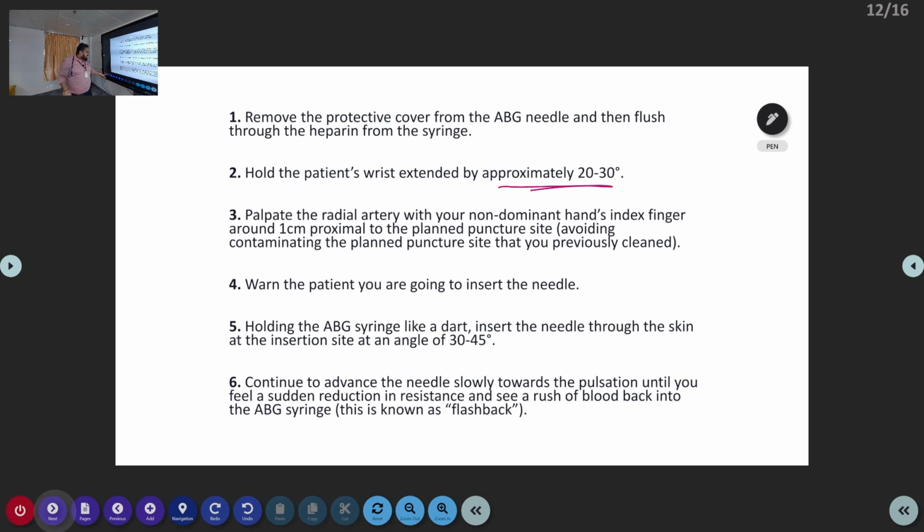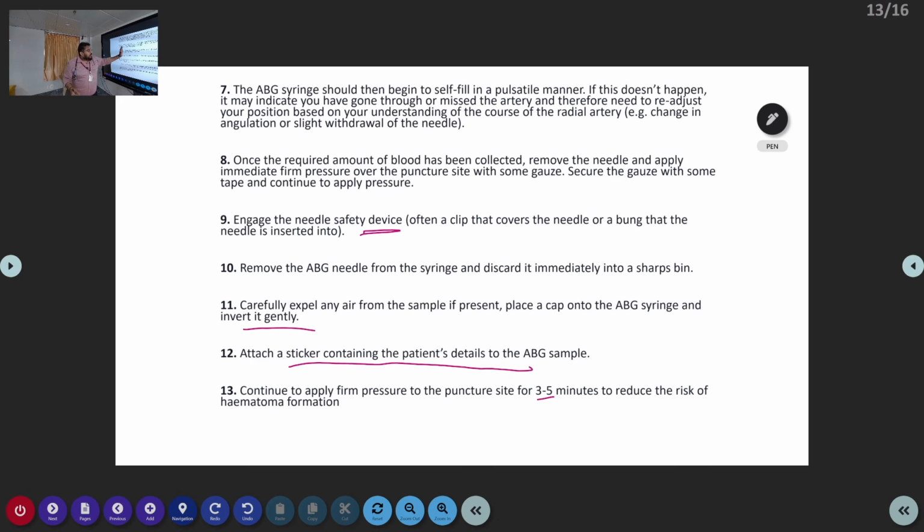Once you are inside the artery, sometimes the blood will come by itself and the syringe will start filling up. Around 0.5 to 1 ml of blood is only needed. If you are not getting that adequate amount, slowly aspirate. But only aspirate after seeing the flashback. Without seeing the flashback, don't aspirate. You will not be inside an artery.